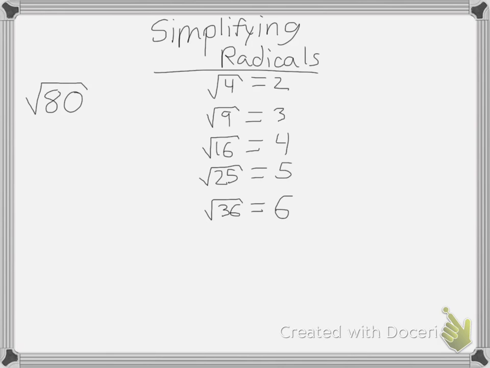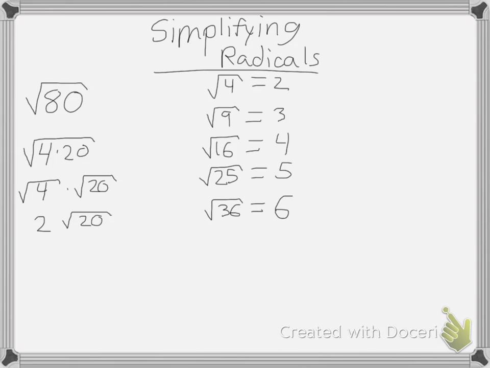Okay, so looking at 80, let's see if we can break up 80 so that we get one of these perfect squares in it. Well, I can see that 80 can be broken up into 4 times 20. And so I can rewrite this as the square root of 4 times the square root of 20. And now we have the square root of 4, that's just 2. So 2 square root 20.